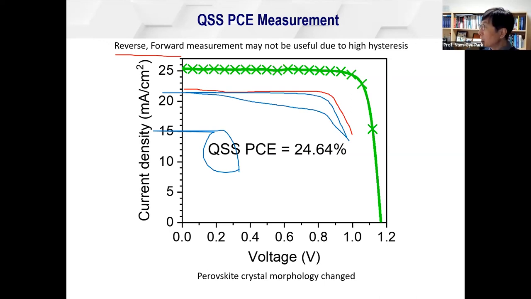The electronic industry requires endurance over 10 to the 8 or 10 to the 9, but for perovskite materials so far, the endurance is less than 10 to the 4 or 10 to the 3. So that means the long-term stability, the so-called endurance, should be improved.